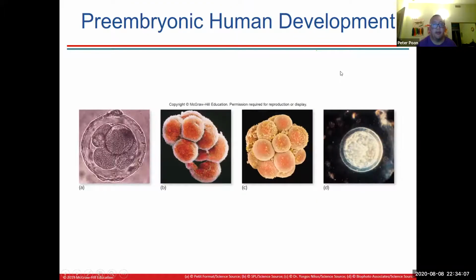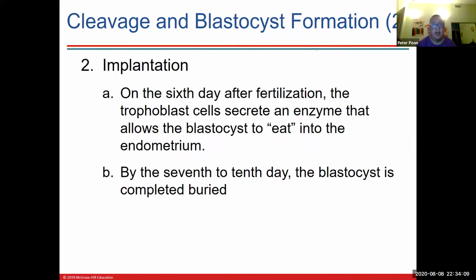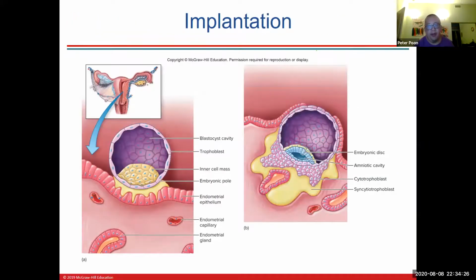Okay, so you can see all the pictures here. Implantation occurs day 6 after fertilization. So you puncture into the endometrium. You completely bury yourself in.